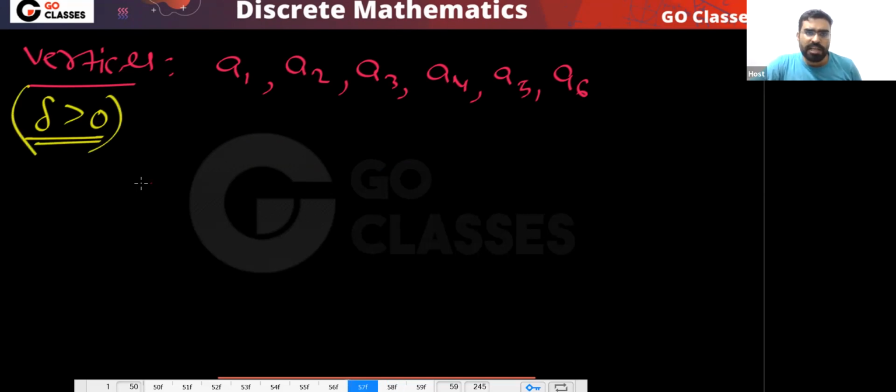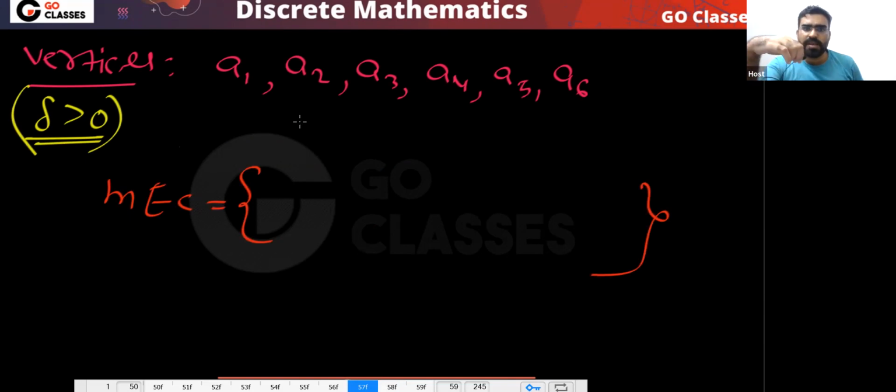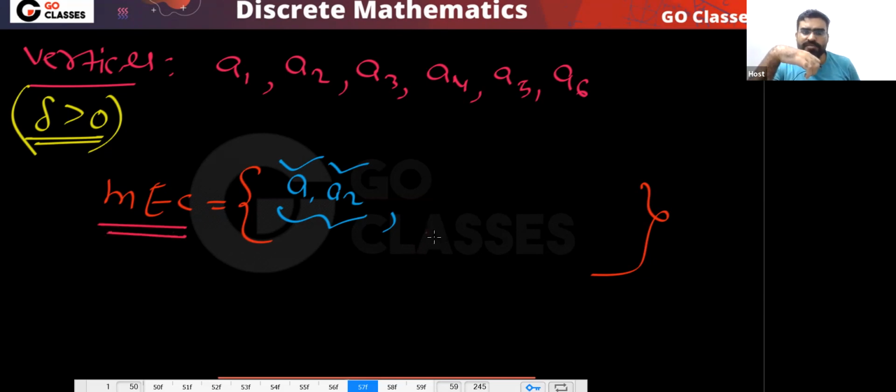Now in this situation, tell me what will be the minimum edge cover. Since there is no isolated vertex, one edge will cover two vertices. Yes or no? If I take one edge, then two vertices will come. So these two vertices are gone. Then what can I do? But remember what I'm saying: at least how many edges do we need?